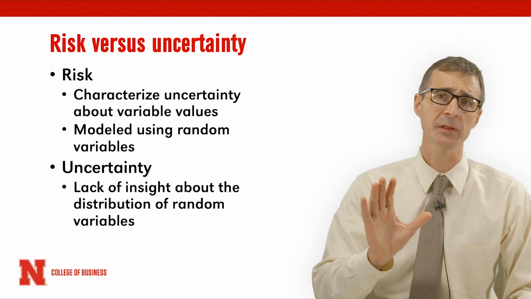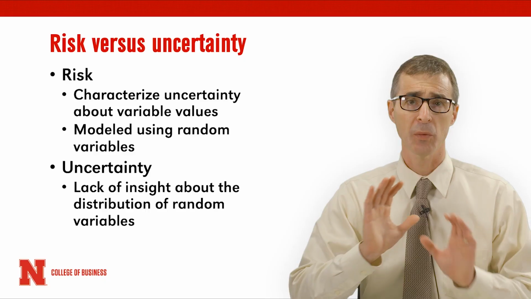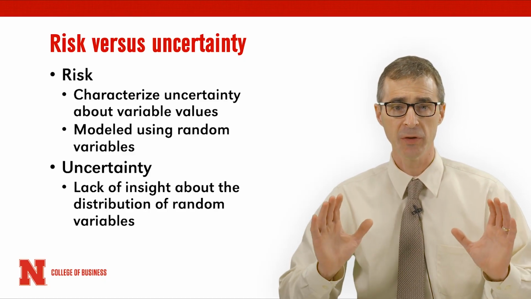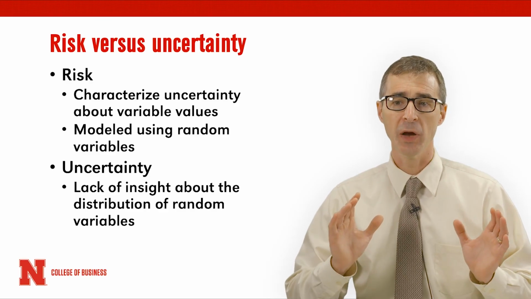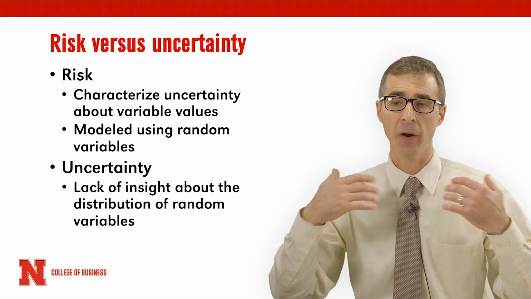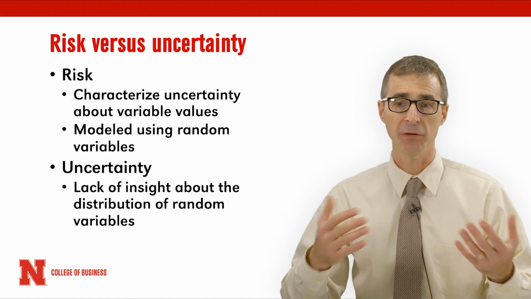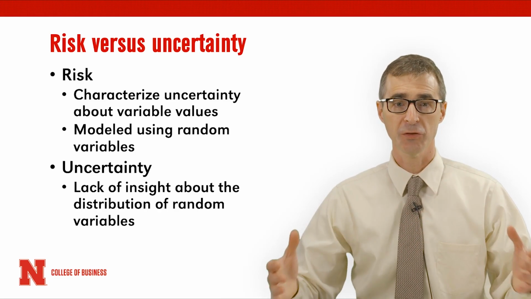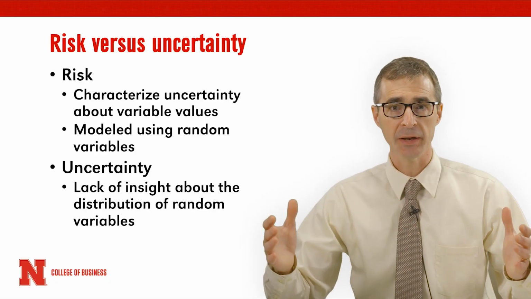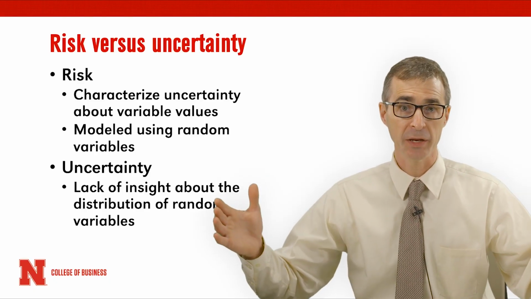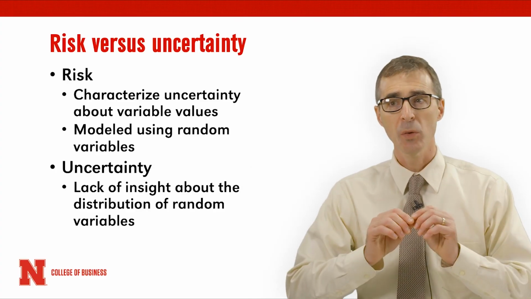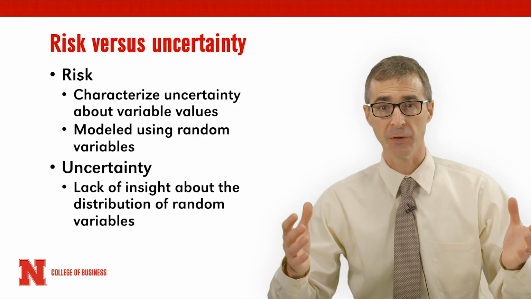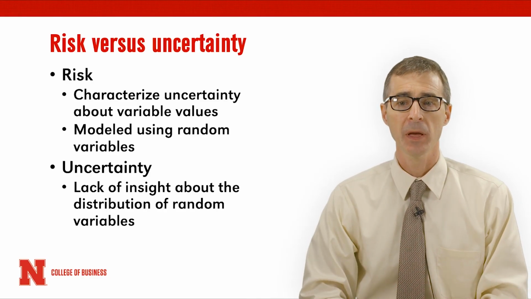But it highlights an important distinction that all of us need to make when thinking like economists, between risk and uncertainty. Risk is how we characterize our uncertainty about the values that are variable. Typically we model this using random variables and distributions. And in modeling random outcomes as a certain distribution, we're able to quantify certain dimensions of that: the mean, the variance or standard deviation, and so on.